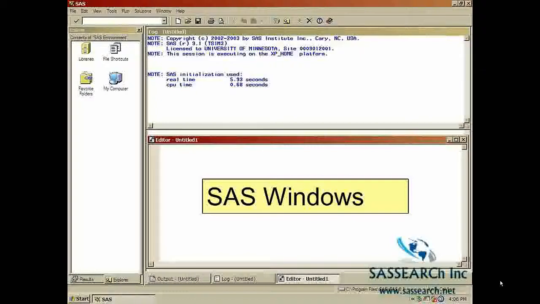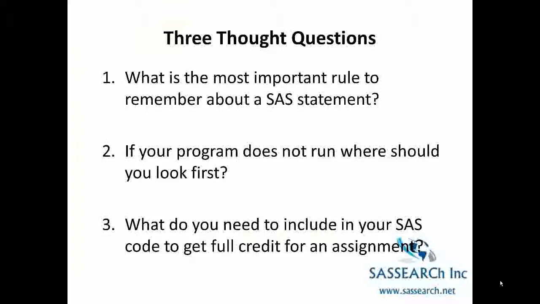output and the log. I want to leave you with 3 important questions to consider that I stressed in this lecture. Answering these questions and applying them when you write SAS syntax will make your programming tasks easier. Number 1, what is the most important rule to remember about a SAS statement? Number 2, if your program does not run, where should you look first? Number 3, what do you need to include in your SAS code to get full credit for an assignment?